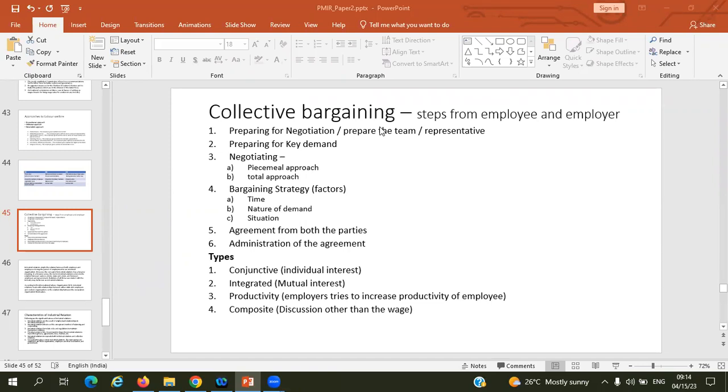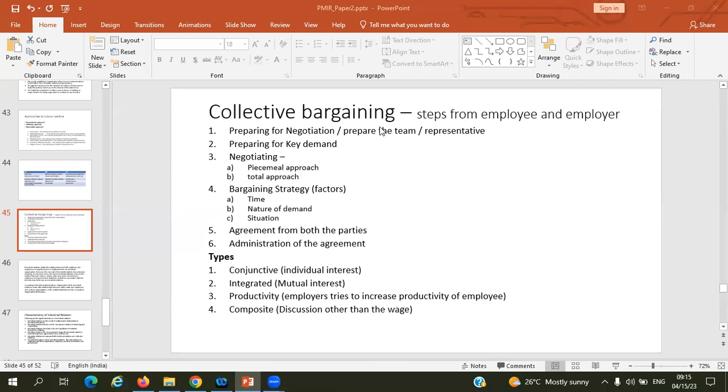So whenever you are demanding or raising your voice, instead of doing it alone, you are raising collectively. So this is one important concept, important word. Once you understand, maybe it will be easy. So, what are the different steps of collective bargaining? So this can happen from employer side, from the employee side.